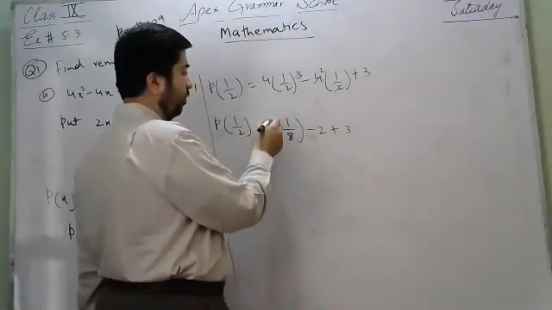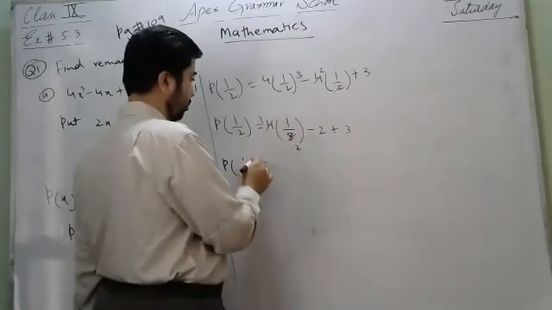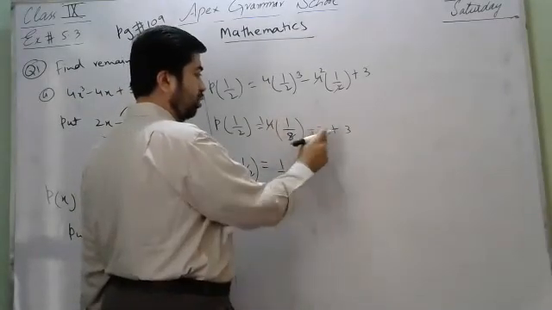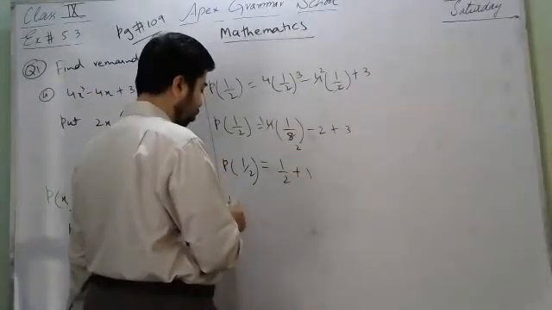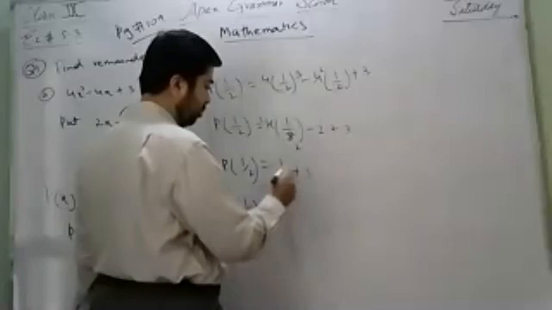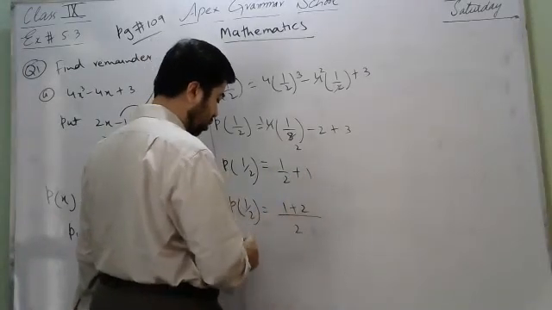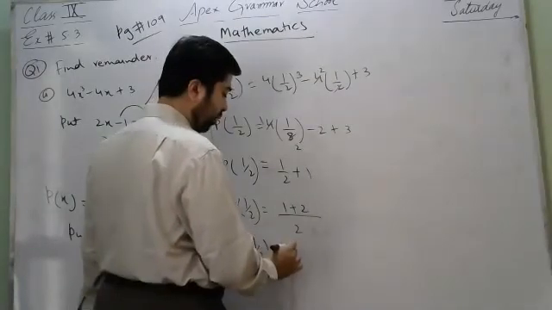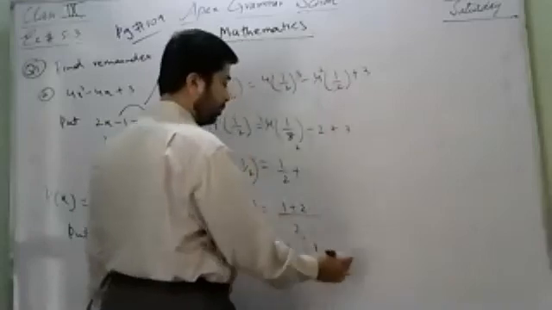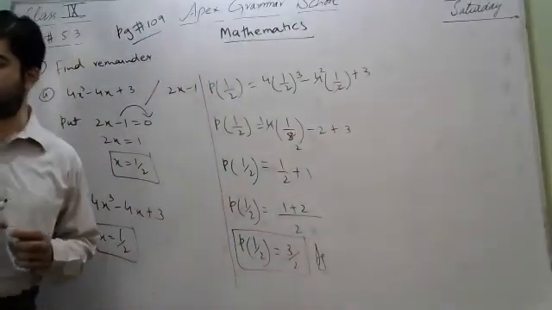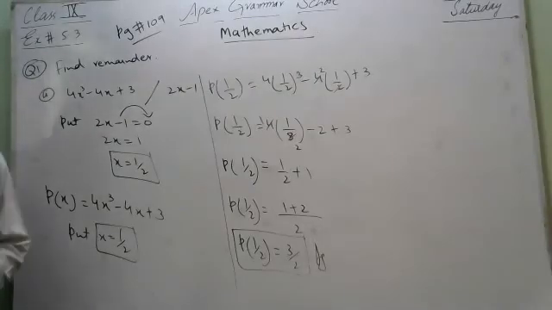Now you have to solve it. 4 1s are 4, 4 2s are 8. 1 over 2 minus 2 plus 3, that is plus 1. Now you have to take the LCM and solve it. 1 plus 2 1s are 2. Now you can see that we have the remainder, that is 3 by 2. This is the remainder. Part 3, part 4, and part 5 are also the same.